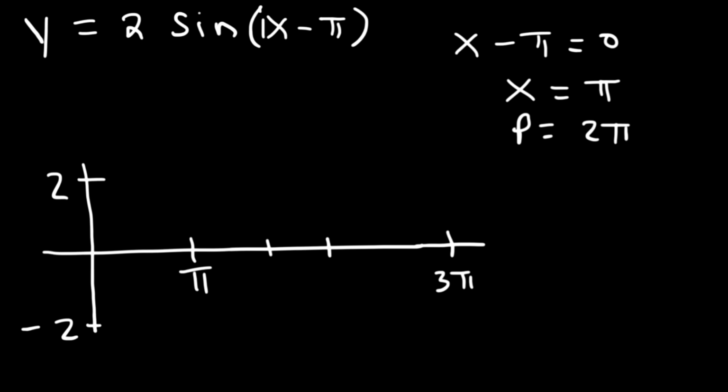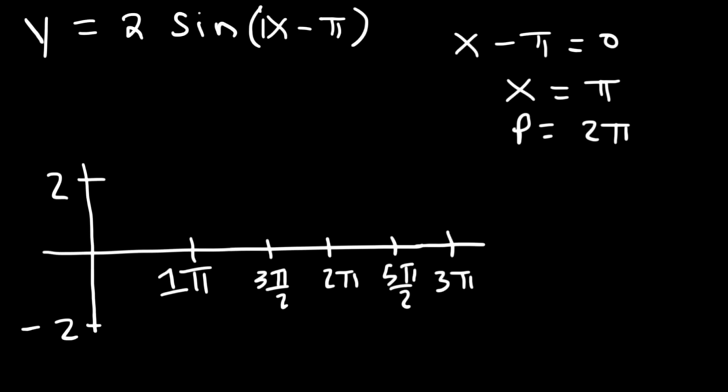Now let's break this into 4 subintervals. The average of pi and 3 pi is 2 pi. Now the average of pi and 2 pi: if you add them up, you get 3 pi, but then you got to divide it by 2. So it's going to be 3 pi over 2. The average of 2 pi and 3 pi: 2 pi plus 3 pi is 5 pi, and then divided by 2. So it's 5 over 2 pi.